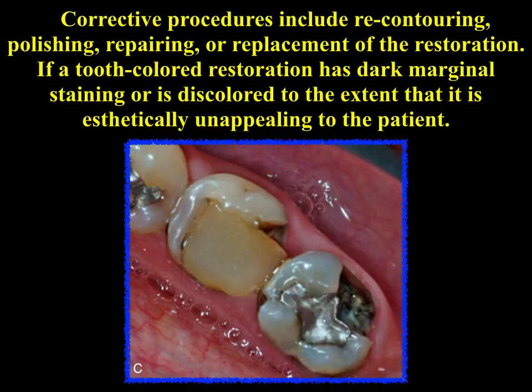If a tooth colored restoration has a dark margin, stain, or is discolored to the extent that it is aesthetically unappealing to the patient, so this defect of discoloration of the margin, marginal staining, can be corrected with repairing of the margin lines, because the lines lead to an aesthetically incorrect result.